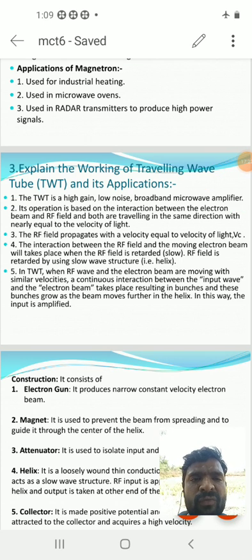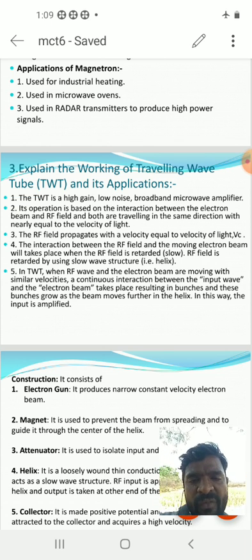Explain the working of the traveling wave tube and its applications. The traveling wave tube is a high gain, low noise, broadband microwave amplifier. That means it is a very high gain amplifier, a low noise broadband microwave amplifier. Its operation is based on the interaction between the electron beam and the RF field, and both are traveling in the same direction with nearly equal to the velocity of light.